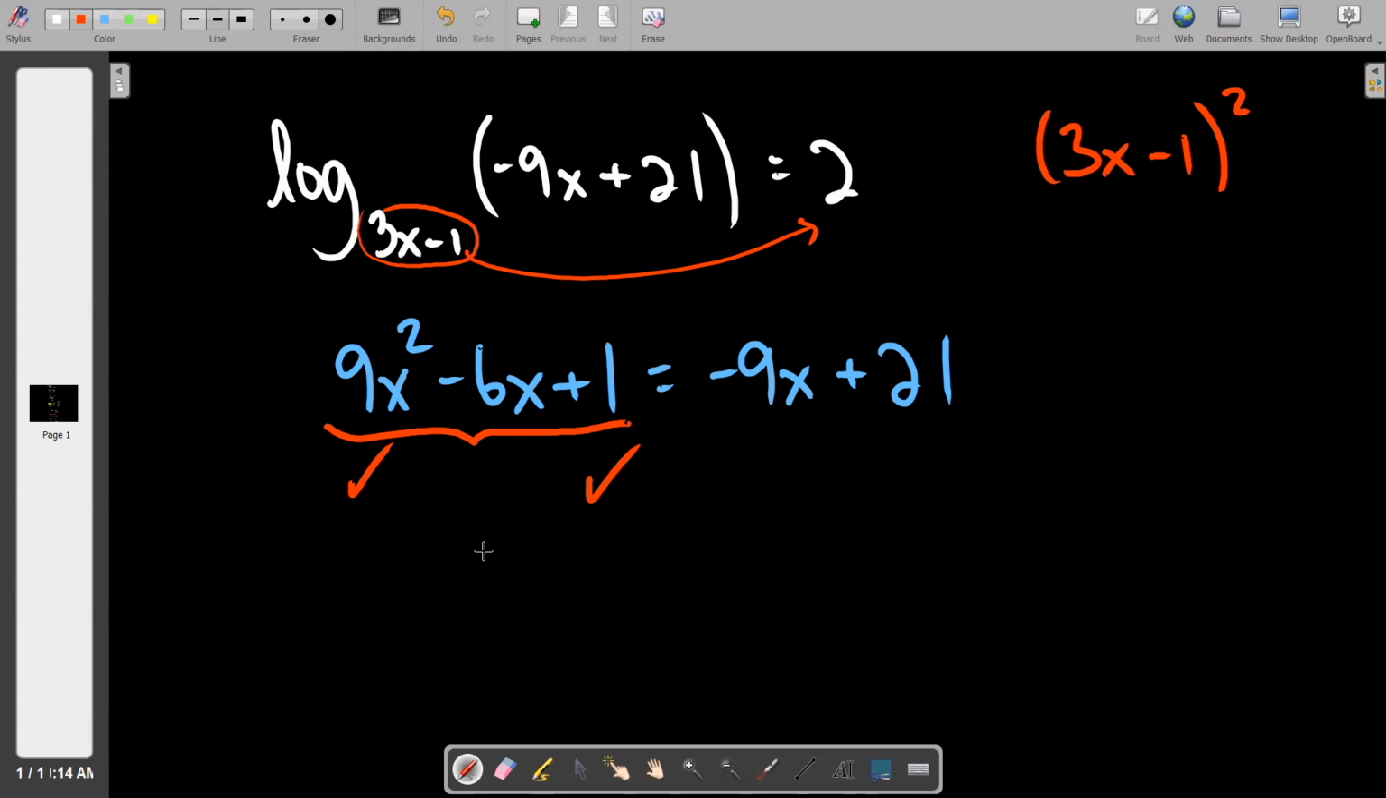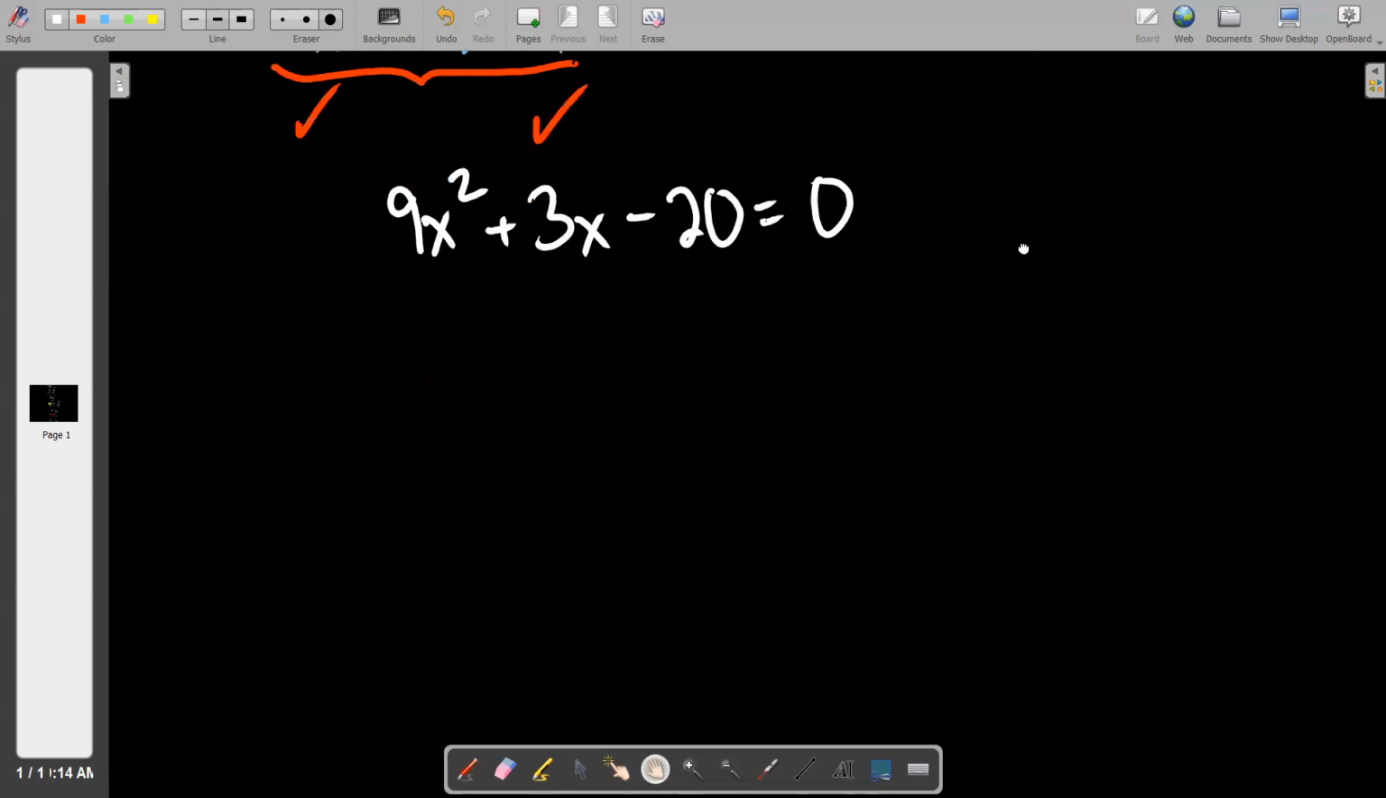Let's just move all your stuff to one side. Clearly, we want the left, so we're going to leave 9x squared. We're going to add 9x to get plus 3x, and then we're going to subtract 20 to get -20, and then we're going to set it equal to 0.